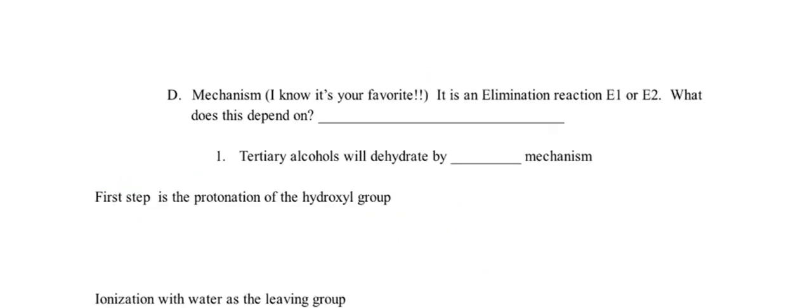Let's go on. Let's talk about the mechanism then. Again, I know it's your favorite, not. It's an elimination reaction, either E1 or E2. So what does it depend on? How do I know if it's E1 or E2? Well, first of all, I know I need heat. That makes it an elimination. But then what else does it need? Well, we remember how we determined that if it's primary, it's always E2. If it's tertiary, it's always E1. So guess what? A tertiary alcohol, just like what we did before, will dehydrate by the E1 mechanism. So let's check this out. For a tertiary, the first step, a little bit different, is what?